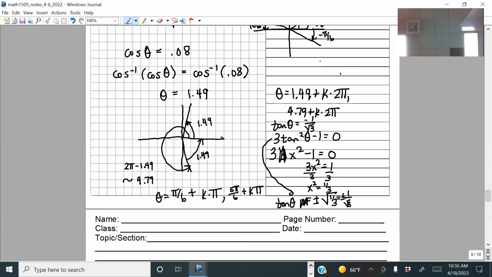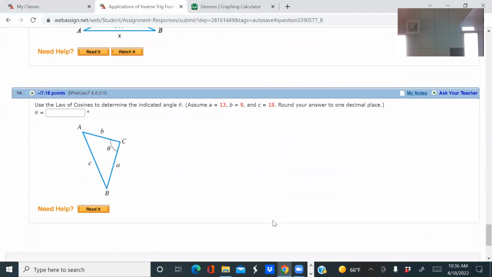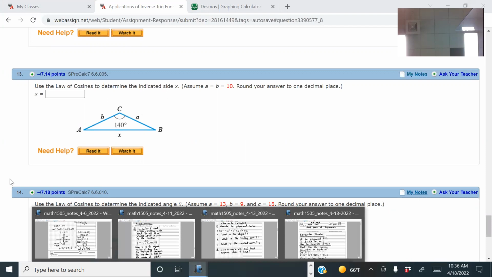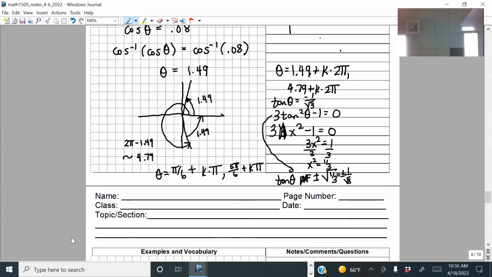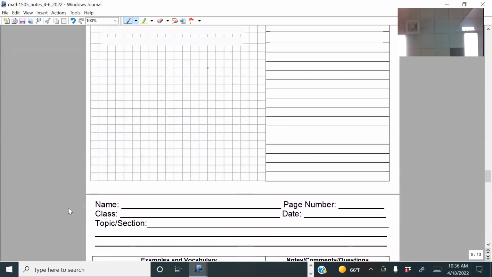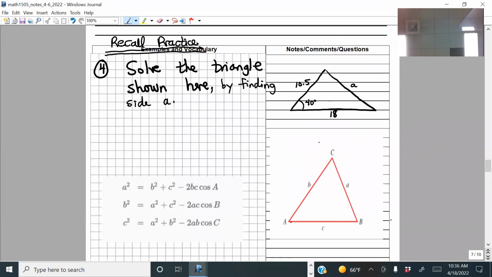Another thing on the homework I see is that the last couple of problems involve law of cosines. So that's one of our recall practices for today. We are a little bit behind in our recall practices, so let's do that, and that will help you with those last two homework problems to remind you about the law of cosines.